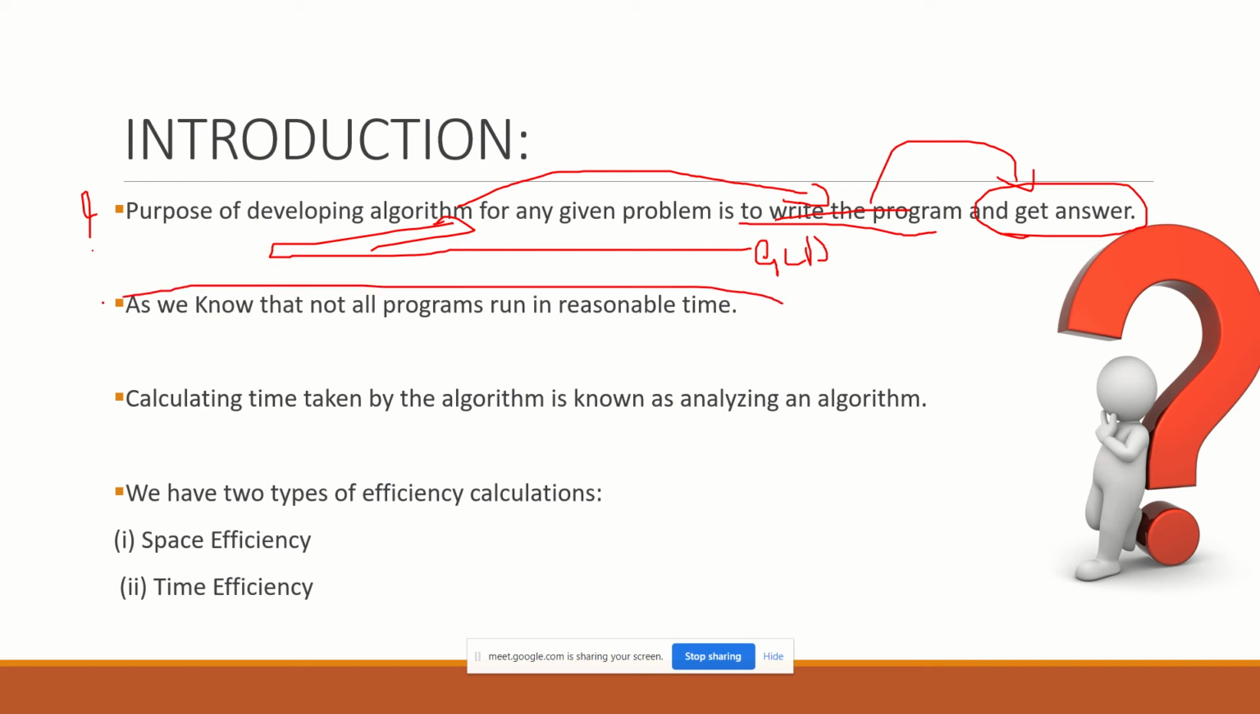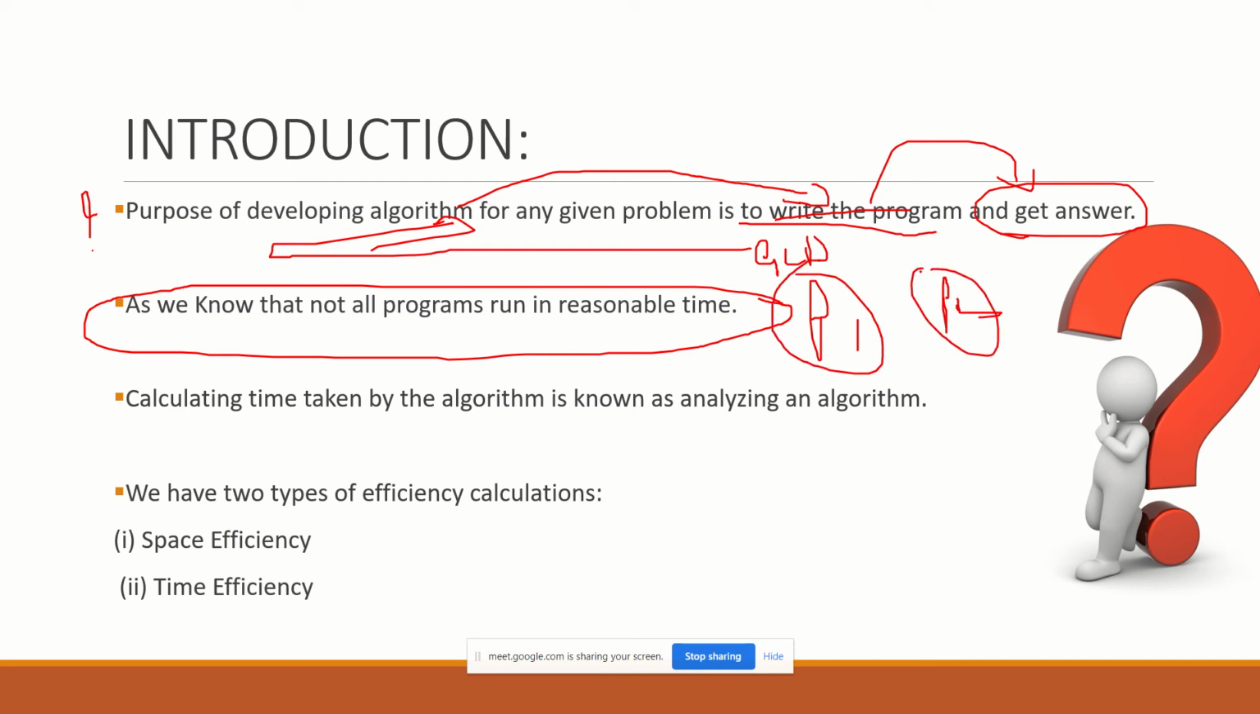Now, I know that all the programs may not take reasonable time. Reasonable time in the sense, if P1 and P2, program 1 and program 2, are both computing GCD using different methodologies, one may take 2 milliseconds to give the result, the other may take 15 milliseconds. It depends on the methodology used to implement that program. That is, it depends on the algorithm used to implement this program.